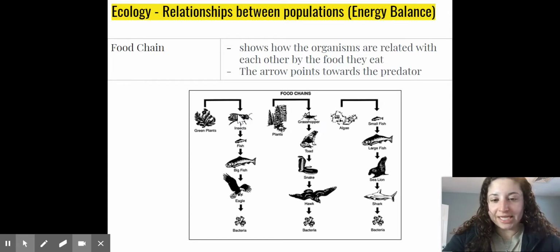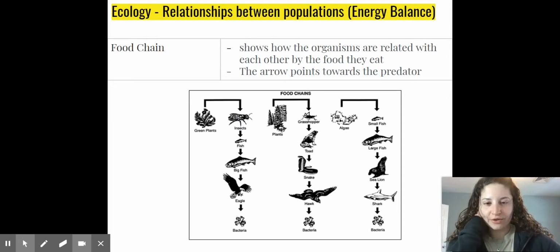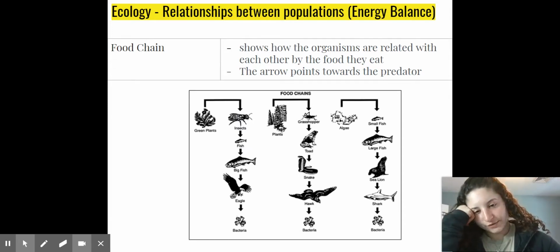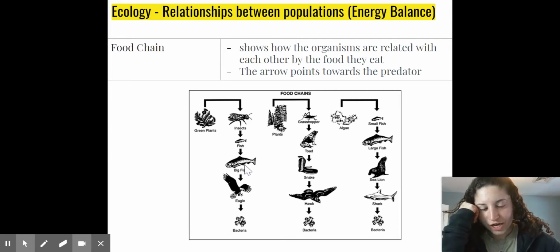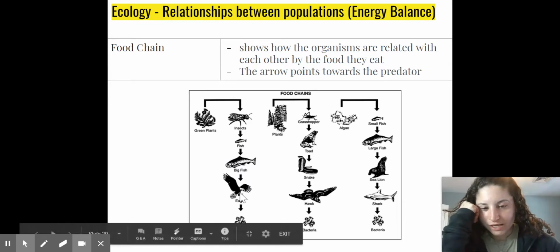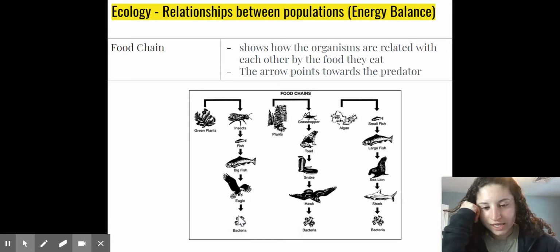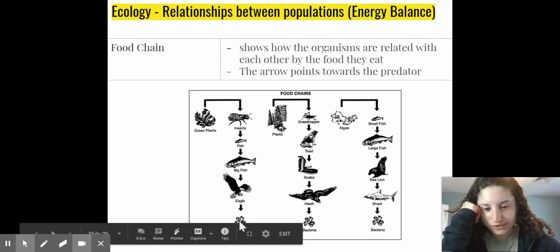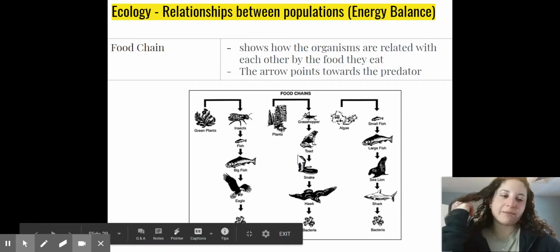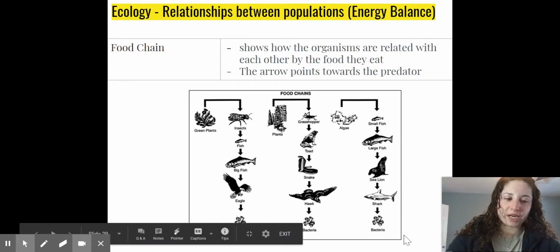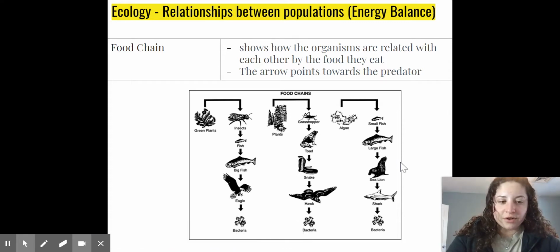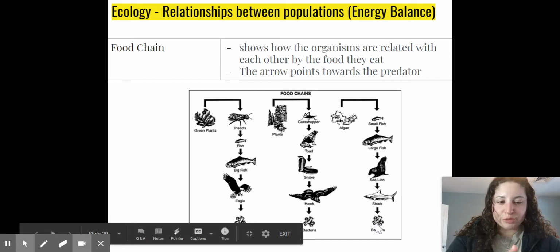Now, from here, insects transfer their energy or they get eaten by fish. These small fish transfer their energy or they get eaten by big fish. Big fish transfer their energy or get eaten by eagles. And then once the eagle dies, the bacteria will decompose the eagle. And so the energy gets transferred to the bacteria. And so the same thing works with these other two food chains right here. So you will get some practice with food chains, but basically, whichever direction the arrow is pointing, that's your predator.